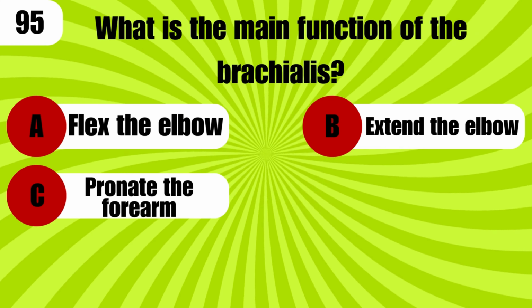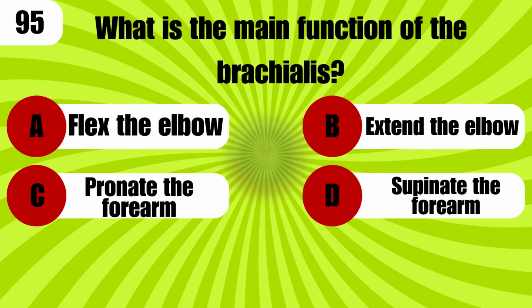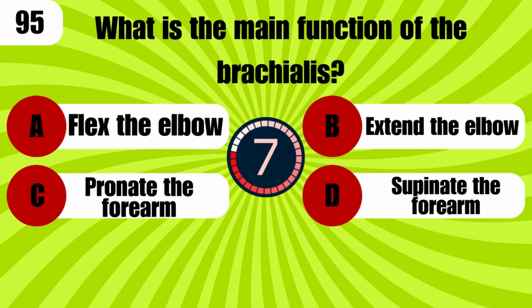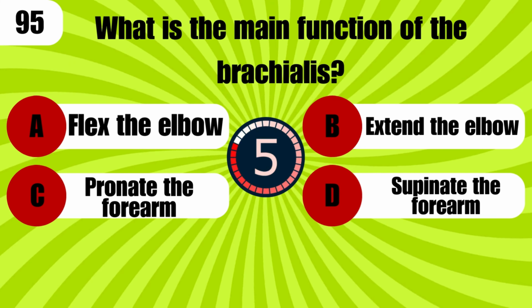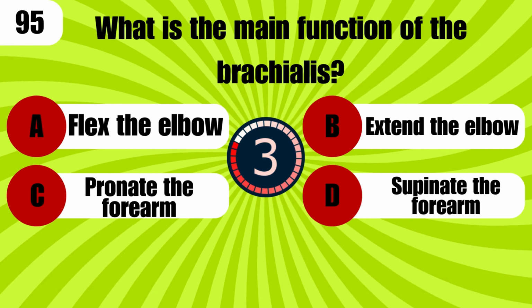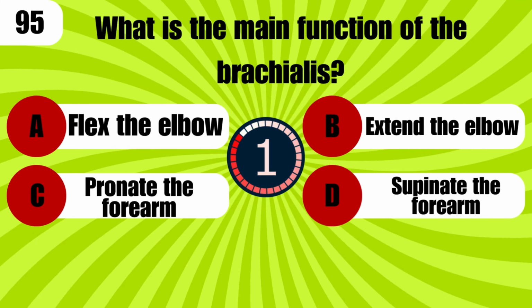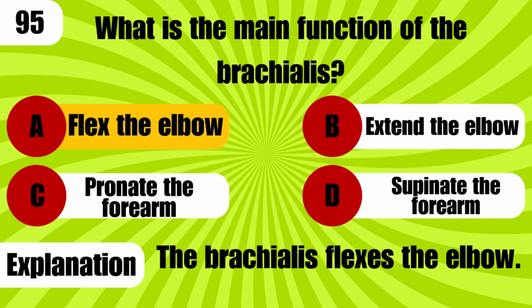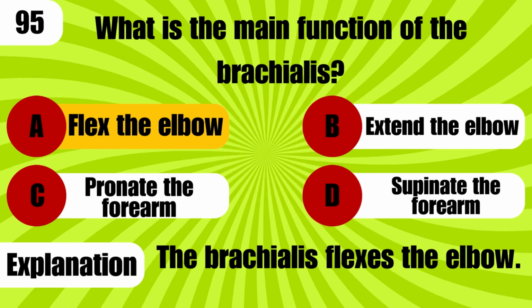What is the main function of the brachialis? Option A flex the elbow, option B extend the elbow, option C pronate the forearm, option D supinate the forearm. The right answer is flex the elbow. The brachialis flexes the elbow.